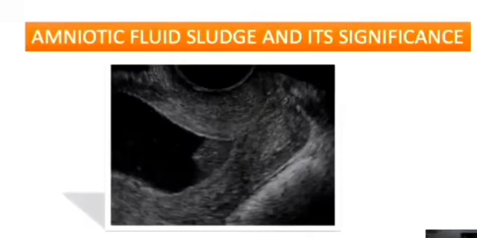So when there is an infection which is associated with this amniotic fluid sludge, in that case antibiotic has to be started. Now it has been seen in most of the cases that with antibiotic this amniotic fluid sludge has been seen to decrease in size or altogether disappear as well.